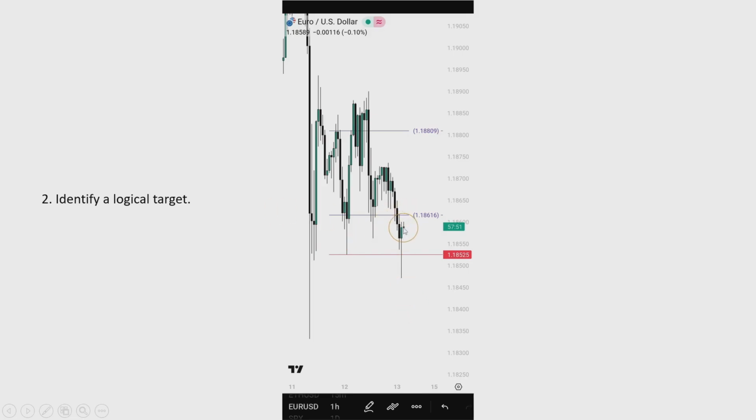The moment I saw the 2 a.m. candle closing this way and the 3 a.m. candle open, I have the assurance that there is every possibility for price to trade at least to the upside a little.